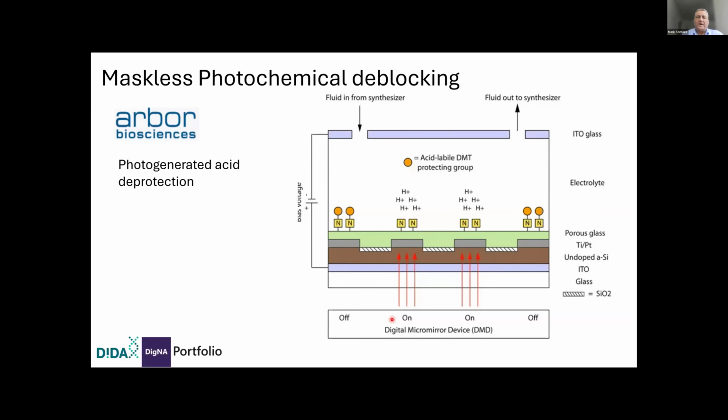But I think the main disadvantage of this general approach of using hydrogen nuclei to do the deblocking step is that H plus is a subatomic particle. It's a proton, and it diffuses extremely fast in any medium. And therefore, it's hard to contain. So it tends to travel far very quickly. And so you're limited in the size of the DNA feature that you're trying to synthesize.